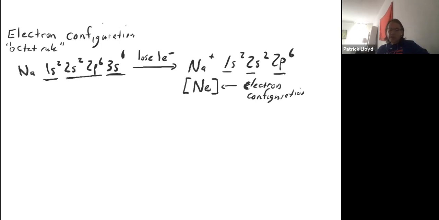Okay? So when an atom loses electrons and ends up with the same electron configuration as a noble gas, right? Neon's a noble gas, you end up with a stable configuration. And that is a manifestation of what we call the octet rule. Why octet? Because if you look at the second shell, there's 8 electrons in it, right? So the outermost shell now has 8 electrons. We call the outermost shell the valence shell.